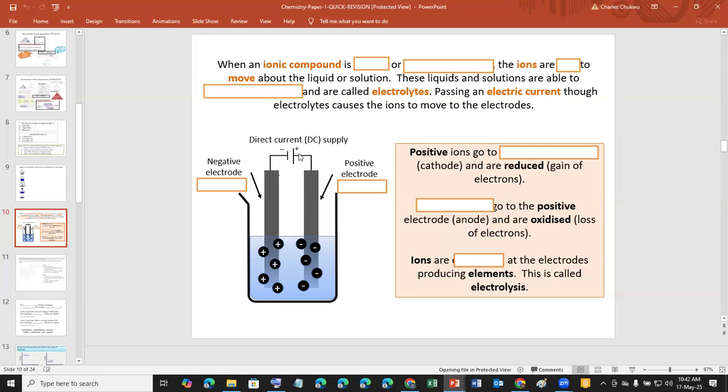Okay, so this is usually the diagram showing how electrolysis happens. The positive electrode is called the anode, while the negative electrode is called the cathode.